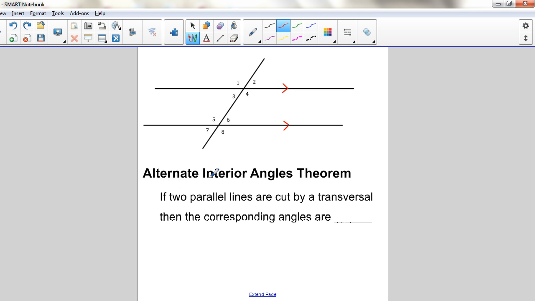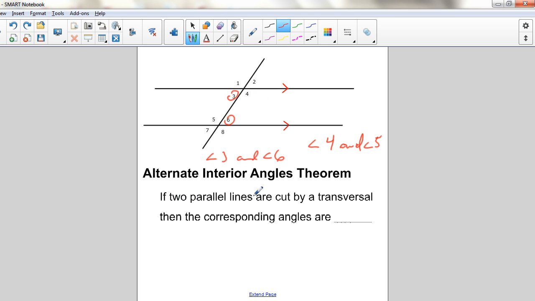Alternate interior angles: they alternate across the transversal, on the interior of these parallel lines. 3 and 6 are examples of alternate interior angles. Also, you have angle 4 and angle 5. Those are examples of alternate interior angles.